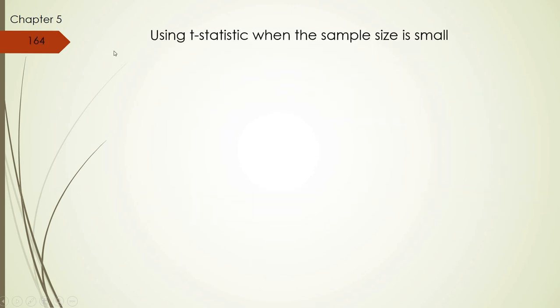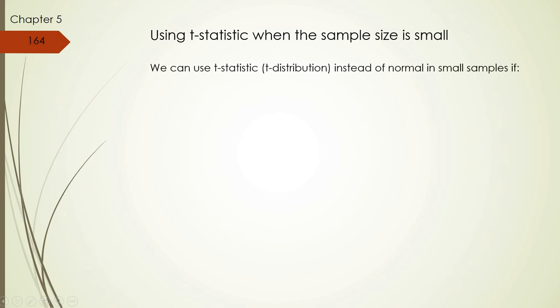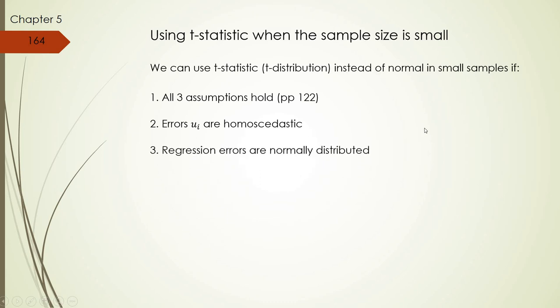Okay, if we have a homoscedastic case, good data, we can calculate t-statistics when the sample is small, and we can use the t-distribution instead of the normal distribution. So we can use this statistic instead of normal in small samples if all three assumptions hold, if errors are homoscedastic and regression errors are normally distributed. So it is always like this. But if you don't have the homoscedastic case, then this standard error is different because of the heteroscedasticity.